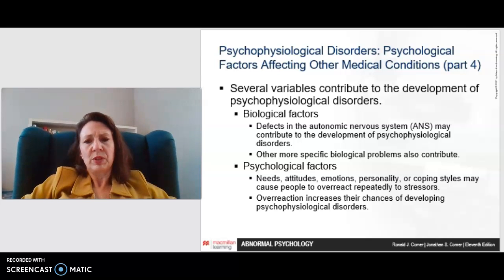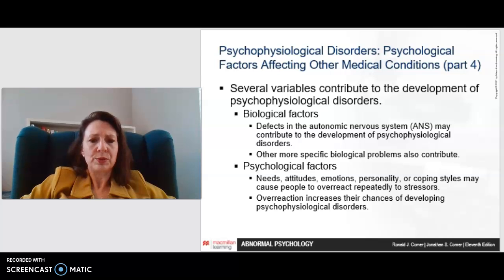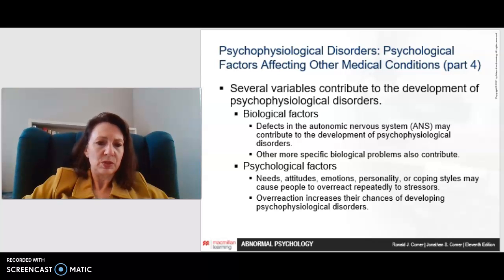Several variables contribute to the development of psychophysiological disorders. Biological factors include defects in the autonomic nervous system that can contribute to the development. Other more specific biological problems also contribute. Psychological factors include needs, attitudes, emotions, personality, or coping styles that may cause people to react repeatedly to stressors. And this overreaction can increase their chance of developing these disorders that combine psychology and physiology.